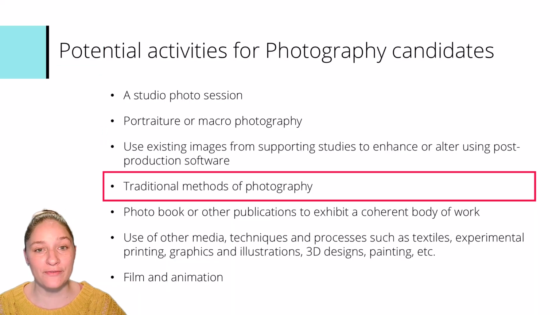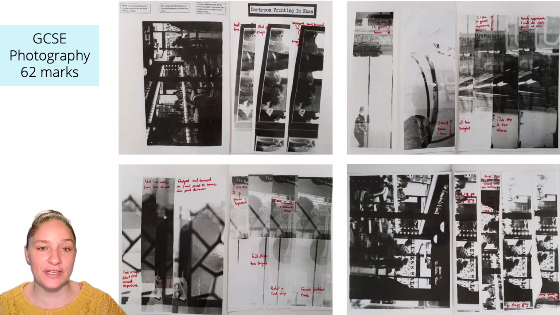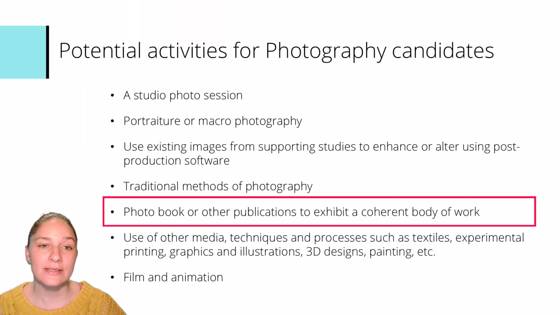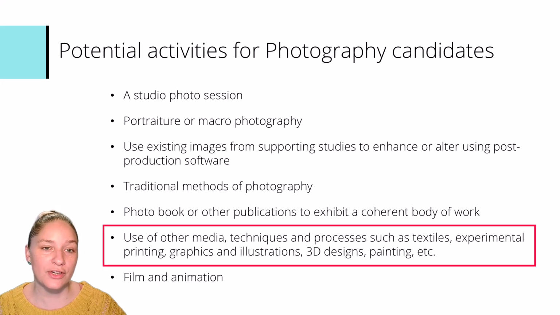Candidates could also use wet photography processes and the darkroom as part of, or a conclusion to, their creative journey. This GCSE photography candidate on a mark of 62 for Component 2 shows the use of the darkroom during the 10-hour period of sustained focus. Designing, creating, and editing a photo book is another way that students could consolidate their investigations and put forward a coherent set of outcomes.